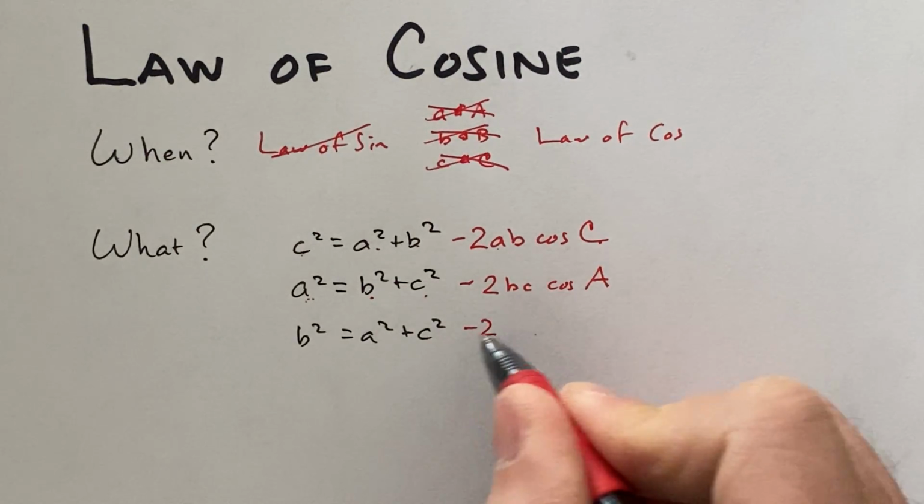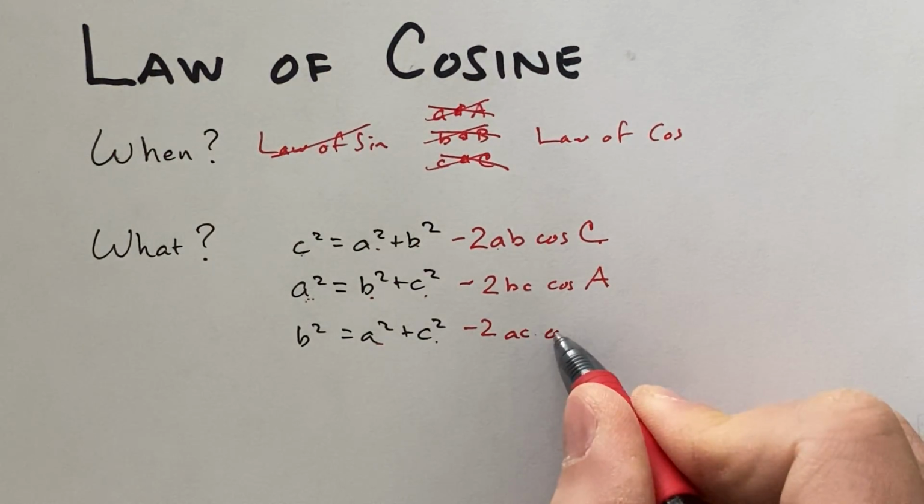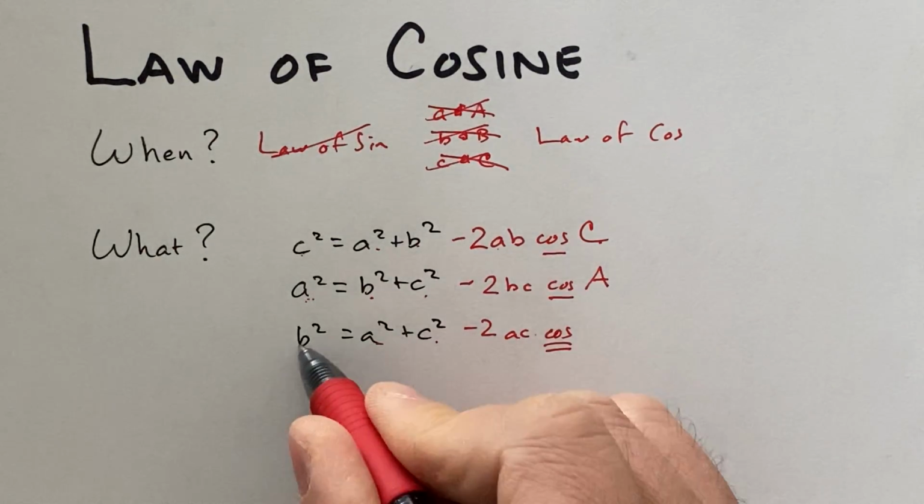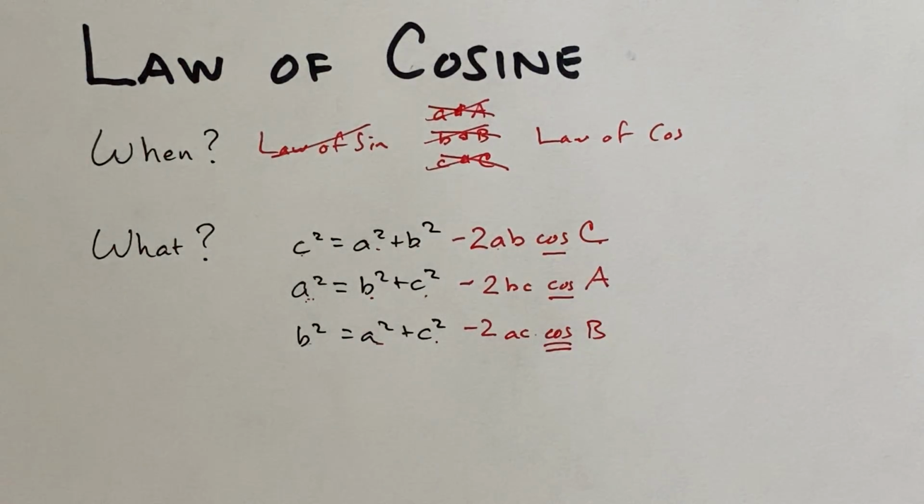Same thing here, minus 2ac cosine, and make sure it's cosine, not sine. That's actually a pretty common mistake made by students. This is side B, so we end up with angle B.